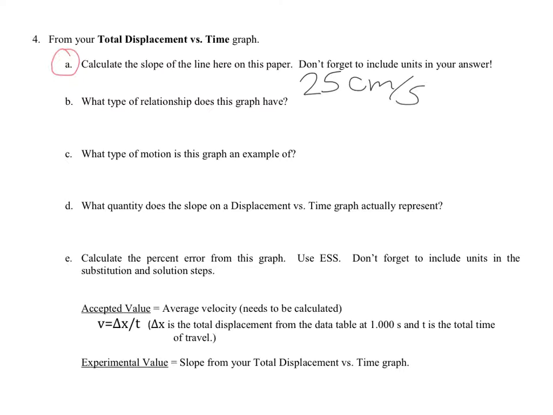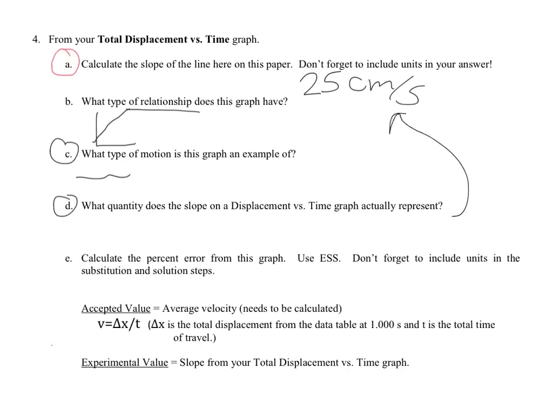When you look at this graph, what type of relationship does it have? You learned when one variable goes up and the other variable goes up as well, that's a certain type of relationship that we learned about in class. Write down what kind of graph relationship that is. The next question is, what type of motion is this graph an example of? Well, think about the title of the lab and the fact that this car has been going at a fairly constant velocity. What type of motion do we call that? Write down that answer.